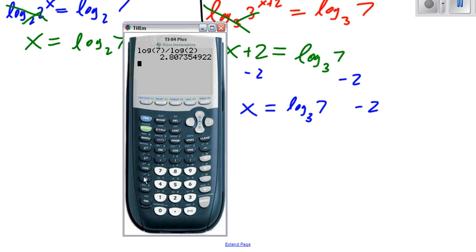So if we did log base 3 of 7, that's log of 7 over log of 3. I'm doing natural log. That's 1.77. Then subtract 2, we get negative 0.2287.